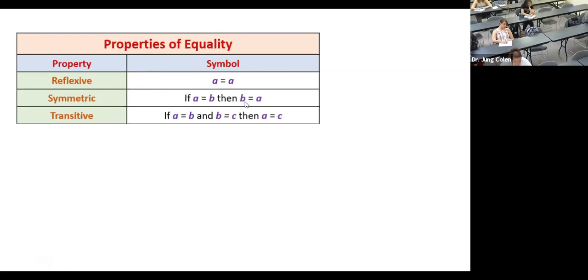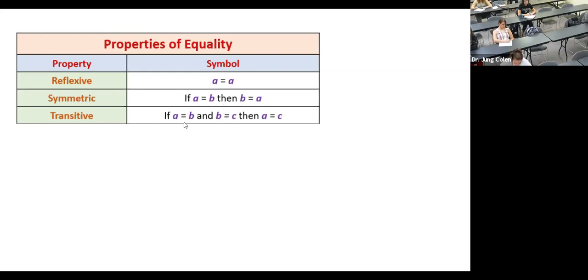Symmetric is similar to reflexive. The difference is that the left-hand side and right-hand side of the equation are not the same, but when you flip them around, it's still equal. For example, let's say I solved this equation and got 2 is equal to x. Then I can flip them over, saying x is equal to 2. Are you following? So 2 equals x is the same as x equals 2. That is symmetric. So it's symmetry.